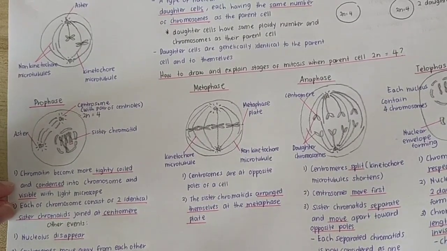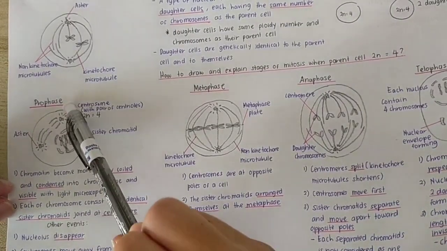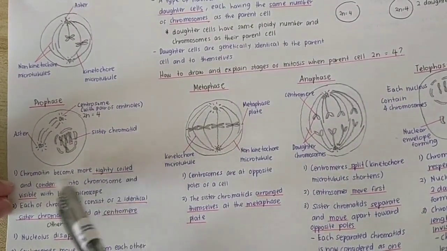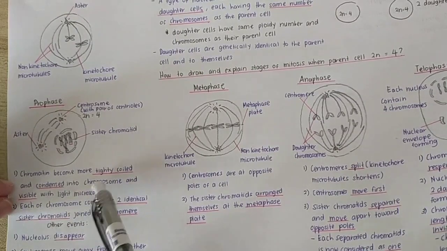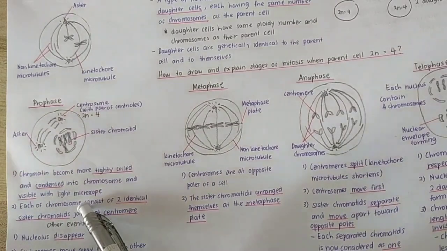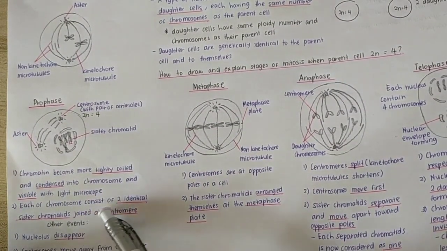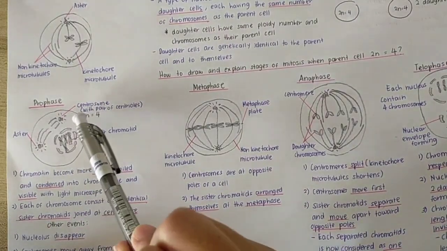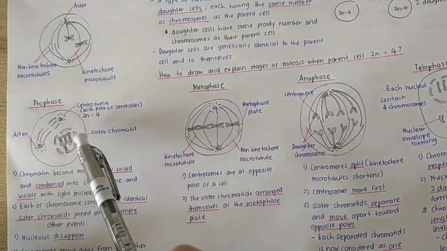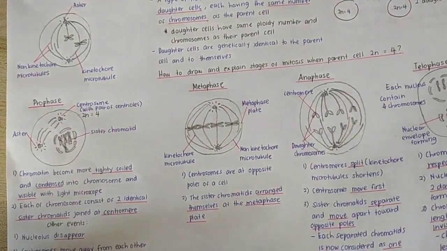Tetapi bila sahaja bermulanya proses mitosis, di mana bermula dengan stage prophase, what happens to the chromatin? Chromatin will become more tightly coiled and condensed. Once it is condensed, the chromosome will become visible with a light microscope. And each chromosome consists of two identical sister chromatids, joined at the centromere. If you look at the structure of the chromosome here, it consists of two identical sister chromatids, whereby these sister chromatids are joined at the centromere.